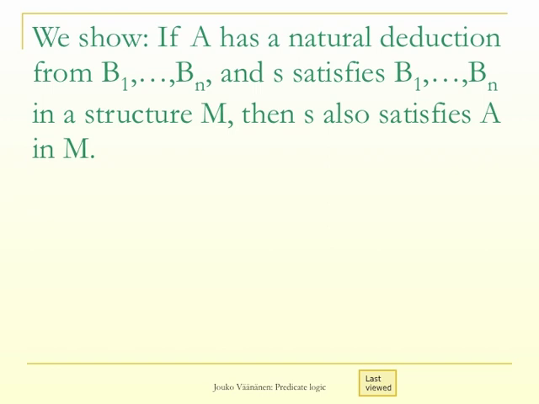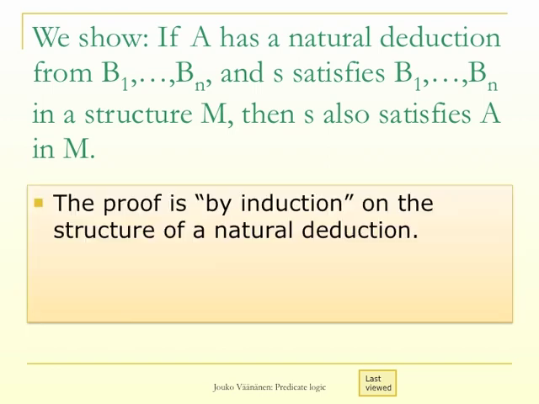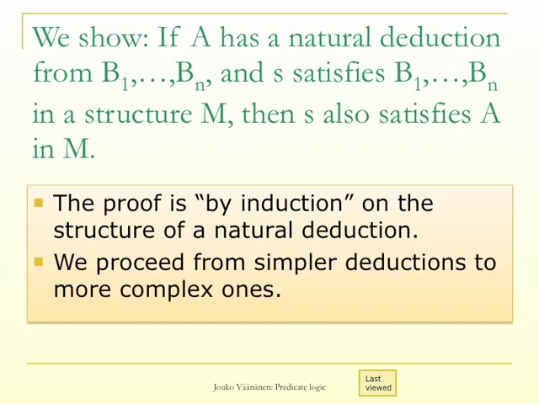So we prove the claim: if A has a natural deduction from B1 down to Bn, and S satisfies B1 down to Bn in a structure M, then S also satisfies A in M. The proof is by induction on the structure of a natural deduction. The deductions consist of steps, which are applications of the rules of natural deduction. We proceed from simpler deductions to more complex ones.